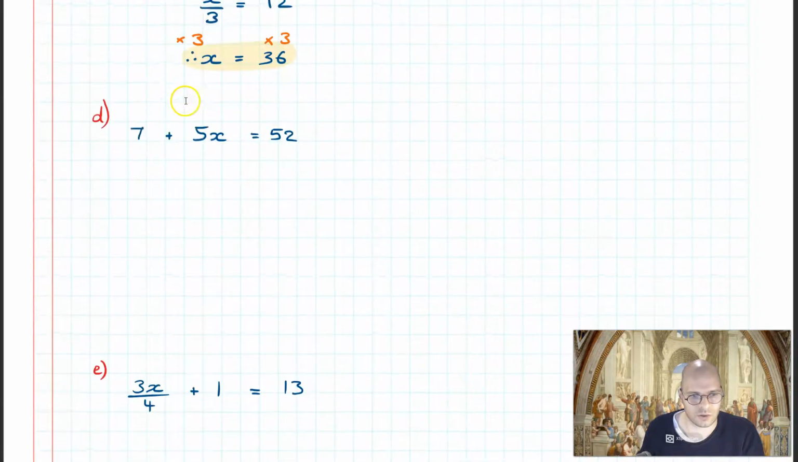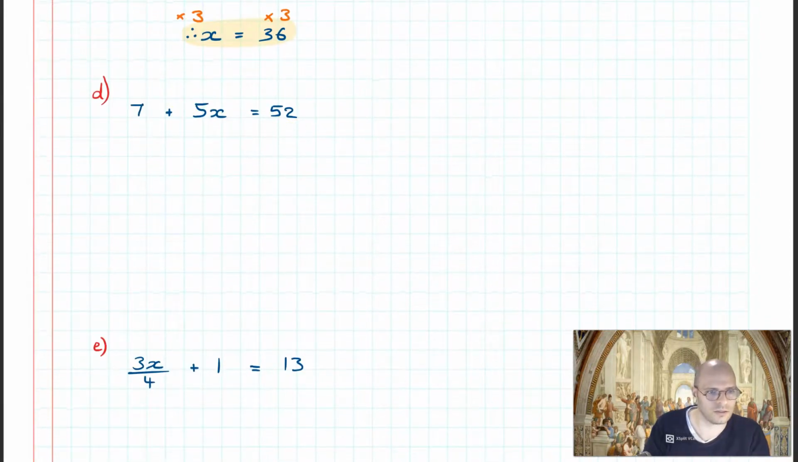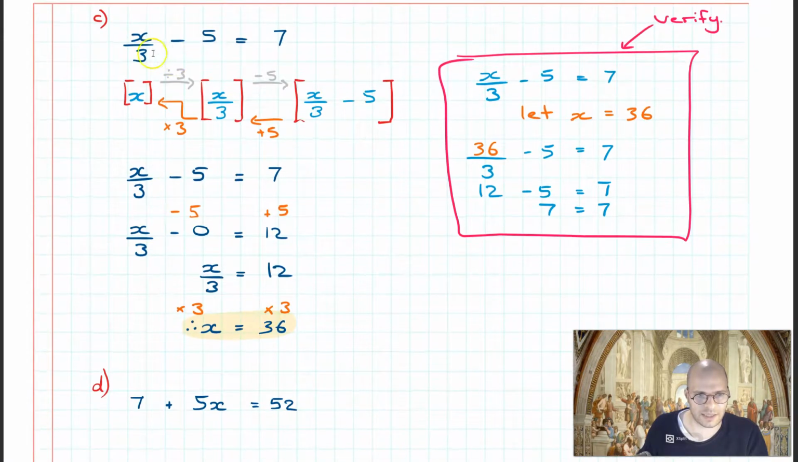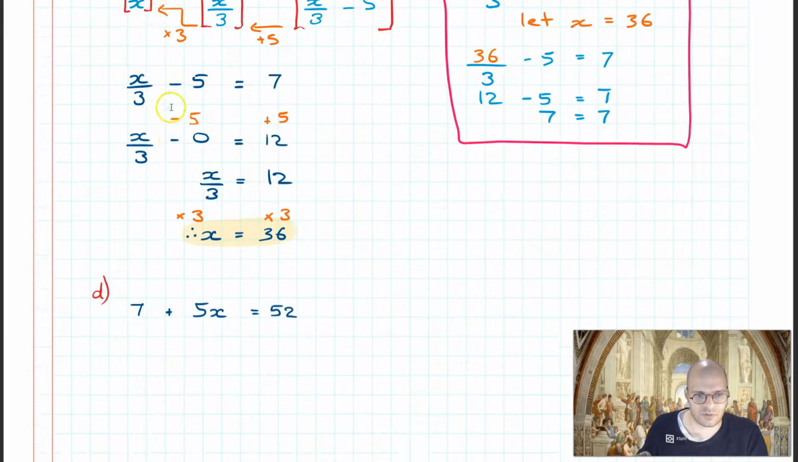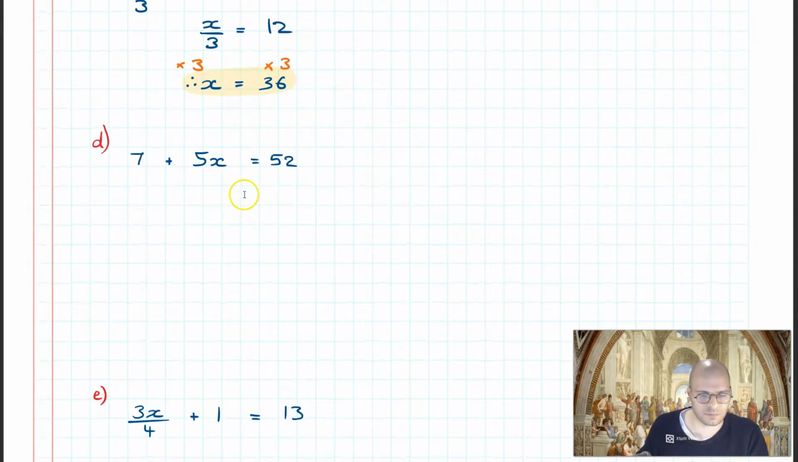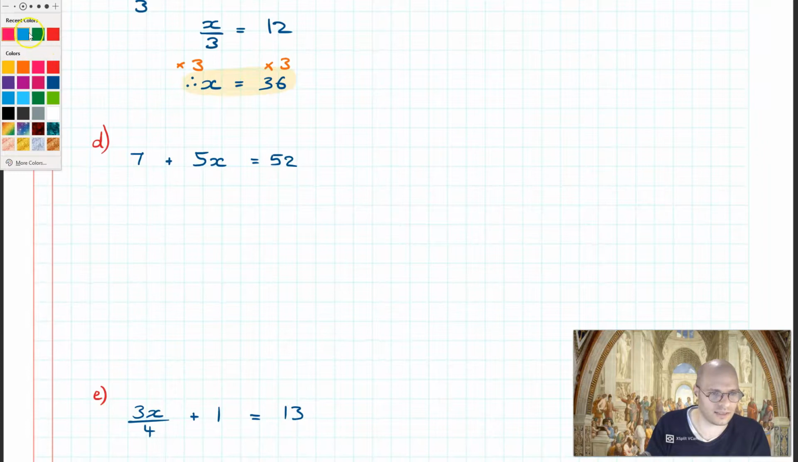Alright, moving down to D. In D we have an equation that's presented in a different form. The difference being that our x is usually on the far left, now it's over here. So let's see if we can solve this using the exact same method we've been using all along.